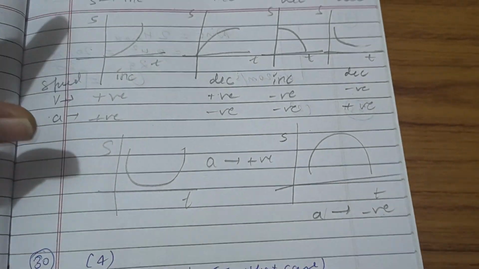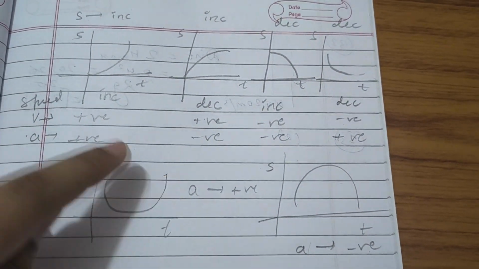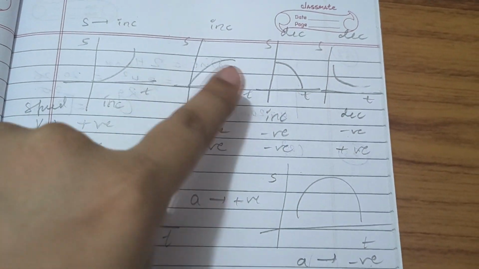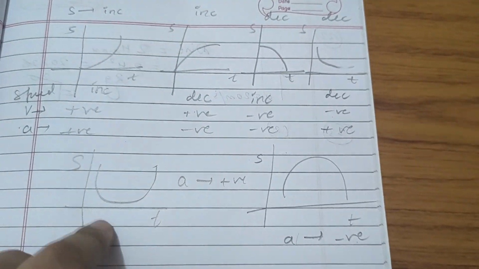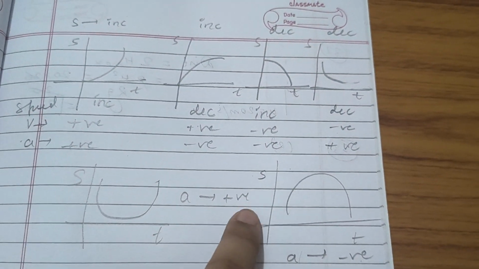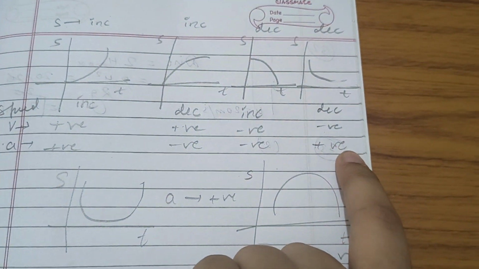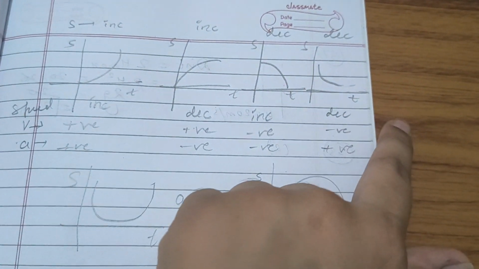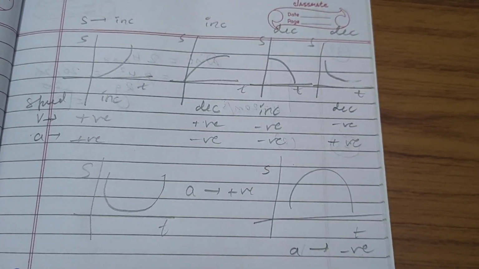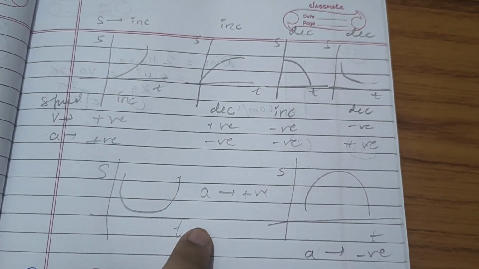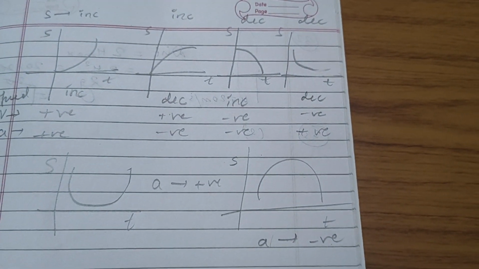And from these 4 cases, you can say that if you combine these two, you get a concave up graph. This becomes positive acceleration. In this case also it is positive, and in this case also it is positive. Speed is increasing in one and decreasing in the other, but overall the acceleration is positive, and here overall the acceleration is negative. You have to remember this.